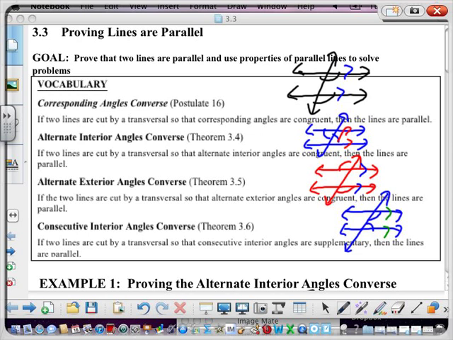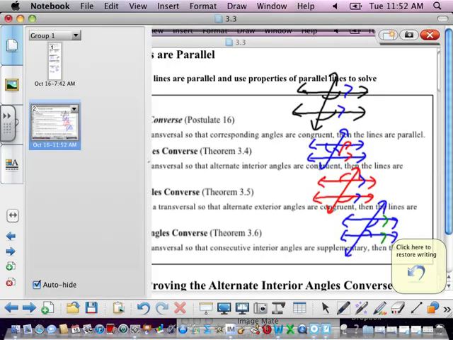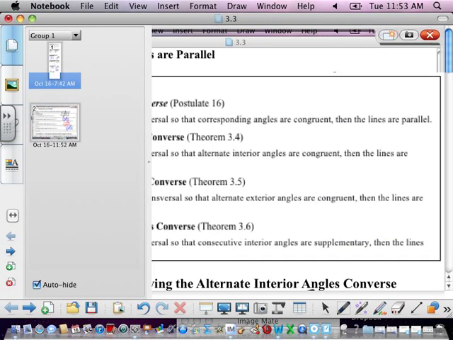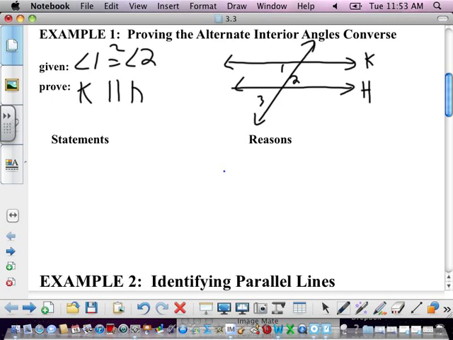So everybody should be copying these down. Everybody's got to copy this proof as I do it so that you can be able to do it on a test or quiz. Okay. We've got angle 1 is congruent to angle 2, and K is parallel to H. Now we got to be careful with this because we're proving the alternate interior angle converse, which means we can't use the alternate interior angle converse.